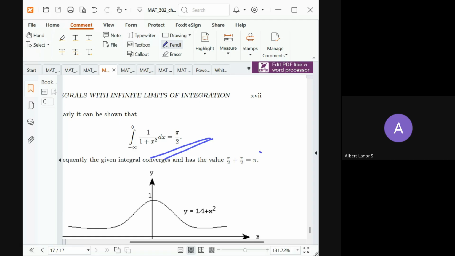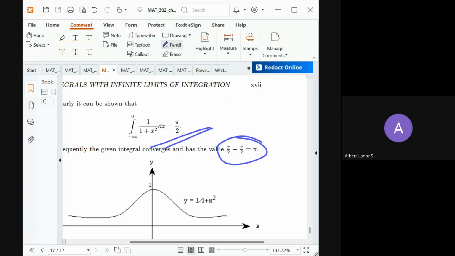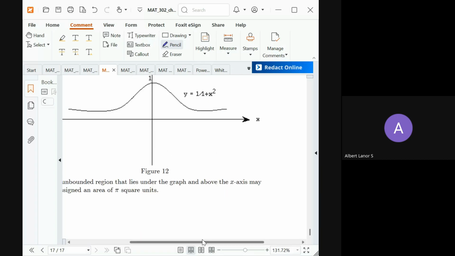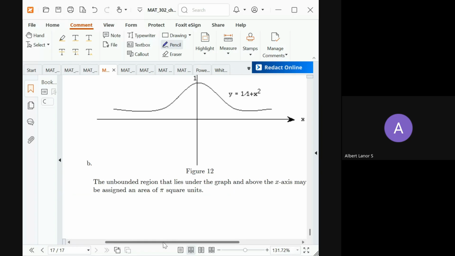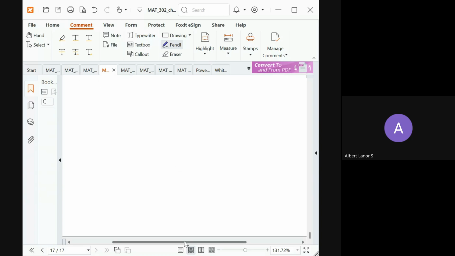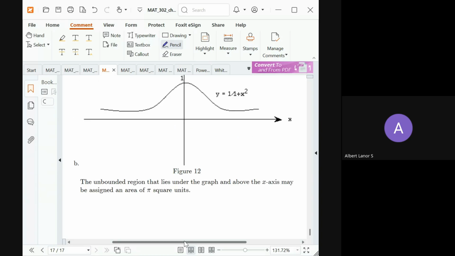Now you sum the two of them: pi on 2 plus pi on 2 is equal to pi. A graph of it is shown here, so the area under it is finite. Now B, the unbounded region that lies under the graph and above the x-axis may be assigned an area of pi square units.